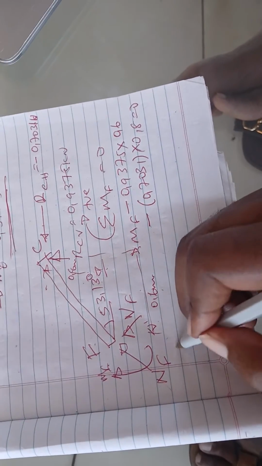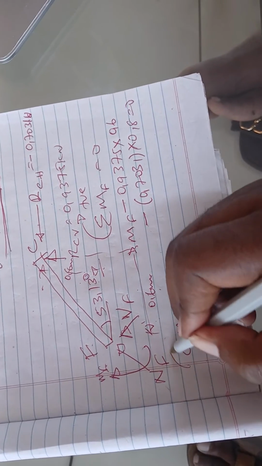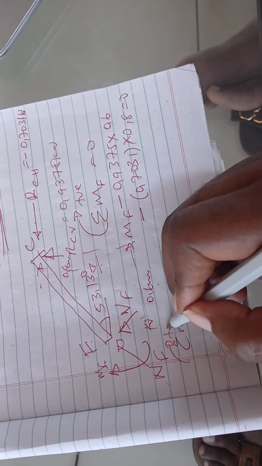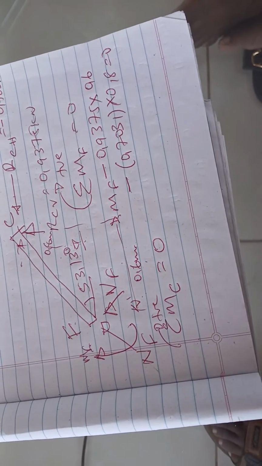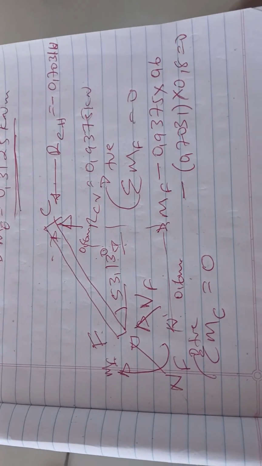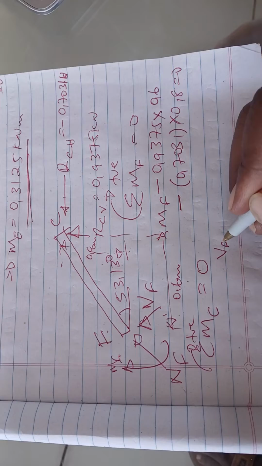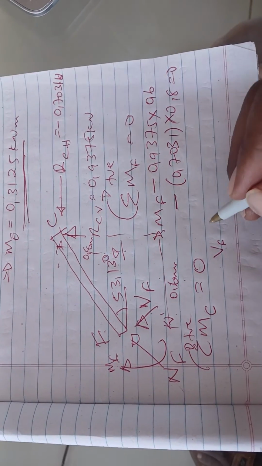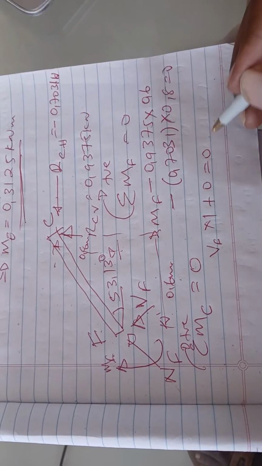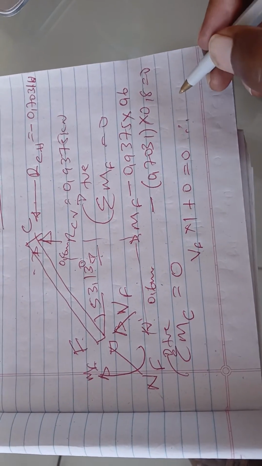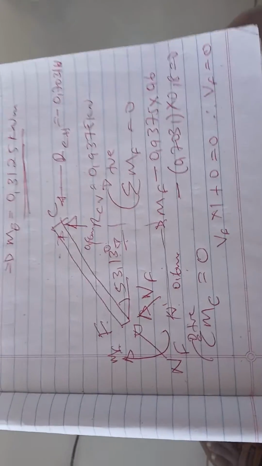So the summation of moments about point C, taking this one to be positive, is equal to 0. We can now have our VF, this VF multiplied by 1 plus 0 being equal to 0. Therefore, VF is equal to 0.